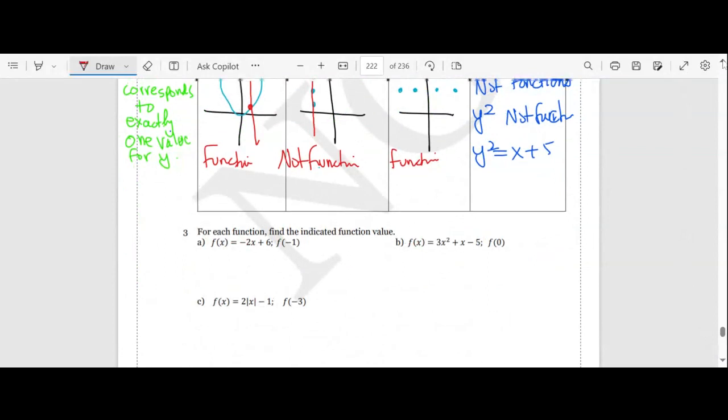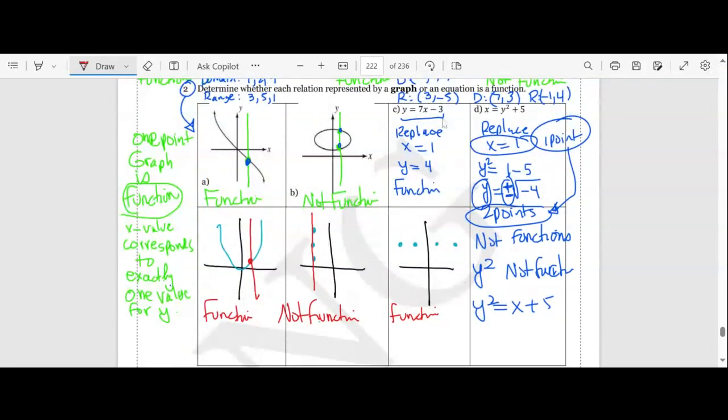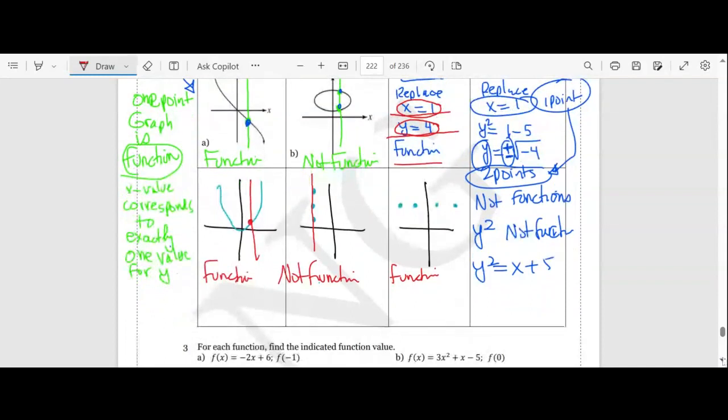What about C? Yes. How did you do it? This one? Yes. You replace x by 1, right? How much do you get? You get 4, so it's a function. Because you see here, it has to be only one value for x, and you get exactly one value for y. Is this clear, everybody? If you understand, raise your hand. If you do not understand, raise your hand.